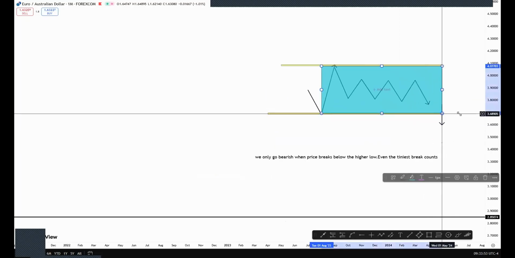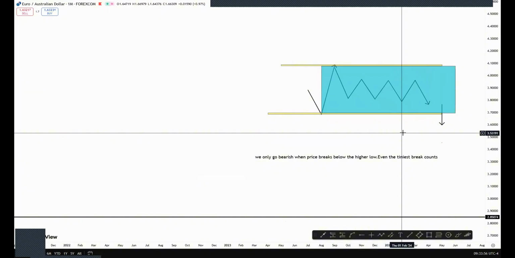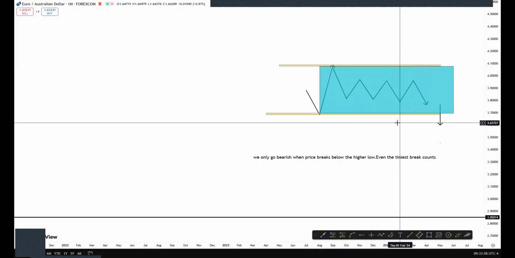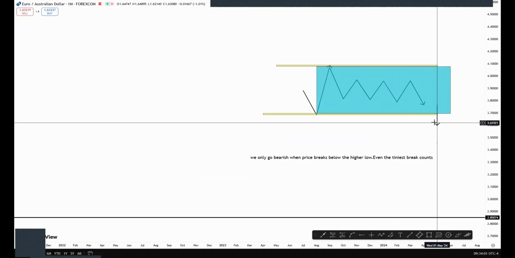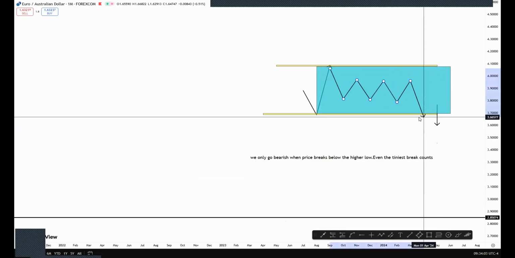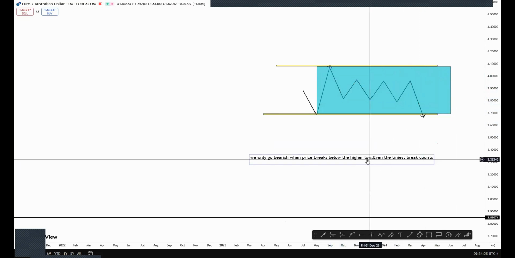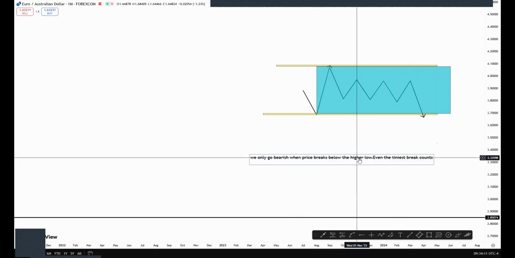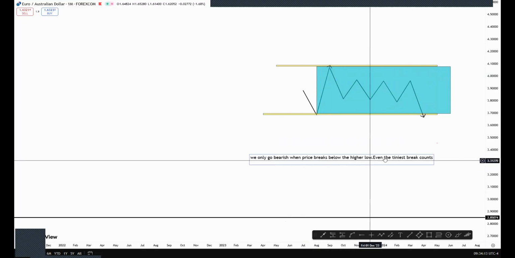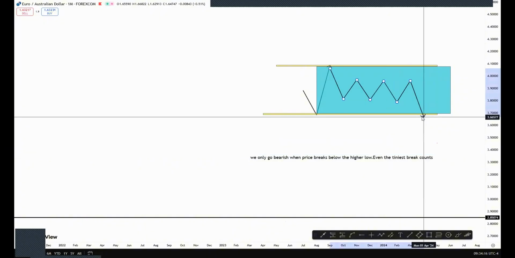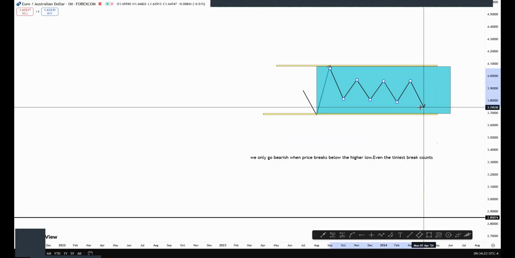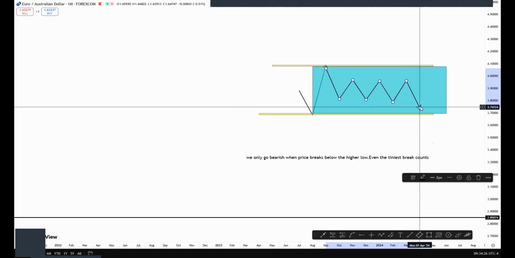So let's say just from here, let's first try to understand what if we now get this, right? Just that small break. I told you we only go bearish when the price breaks below the higher low, and we've broken below the higher low. But first, before I teach you this, let me teach you how to continue with the trend so I don't get confused. Okay. So that's the other rule.